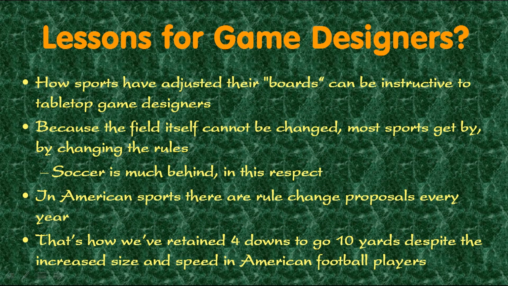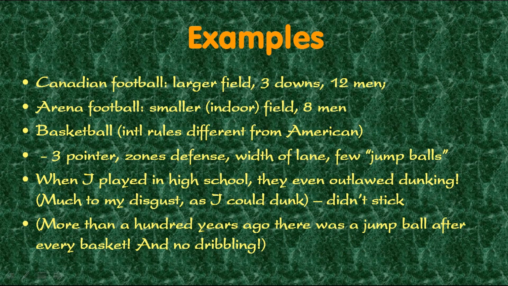In American sports, there are rule change proposals every year, and that's how we've retained things like 4 downs to go 10 yards, despite the increased size and speed of American football players. And there are spin-offs, of course. Canadian football has a larger field than American football, 3 downs to make 10 yards, but 12 men. And there are other more subtle differences in rules as well. Arena football, on the other hand, has a smaller indoor field and only 8 men. In basketball, we have international rules that are a little bit different from American.